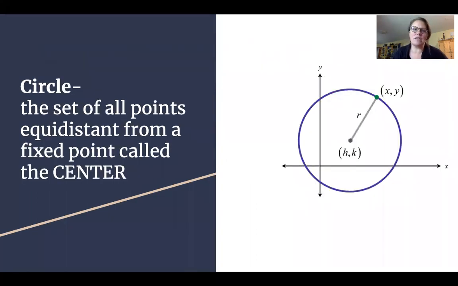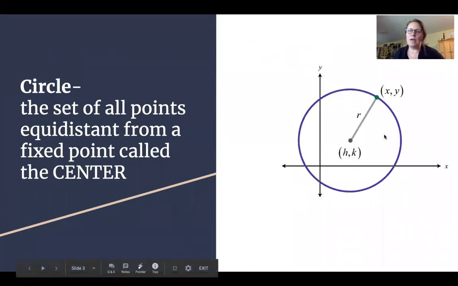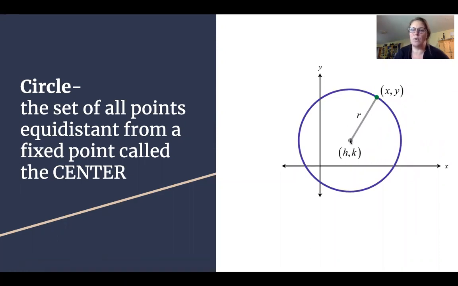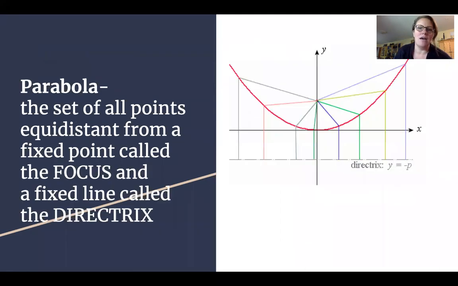The definition of a circle is the set of all points that are the same distance away from a fixed point, and that fixed point is called the center. A parabola is the set of all points that are the same distance away from a fixed point, which is called the focus, and a line, which is called the directrix.